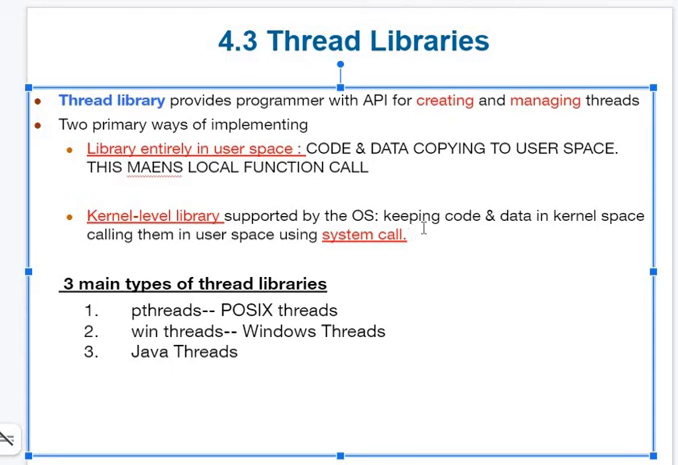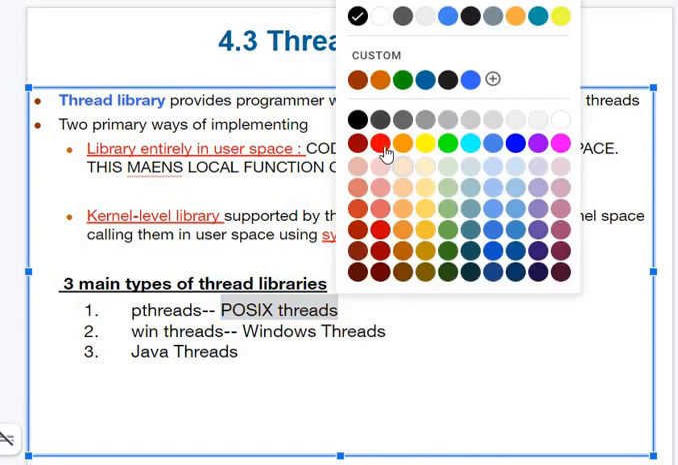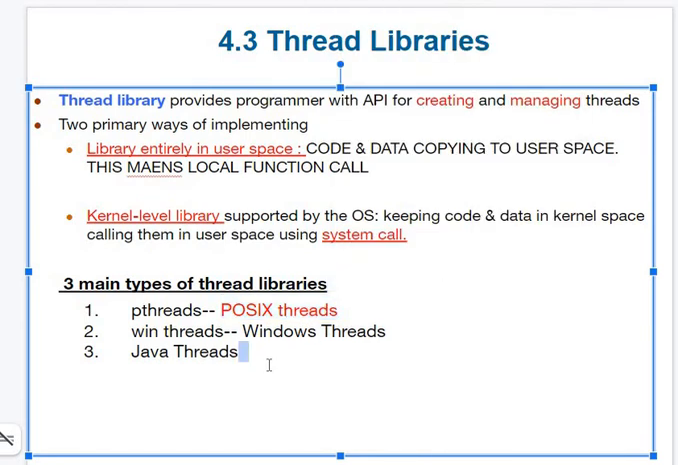There are three types of thread libraries. All three are important. You may get a question from any of them. According to my view, the POSIX thread program is more important because it's at the student level. Windows and the others are a little more advanced. So in my view, you may get a POSIX thread question in the examination.